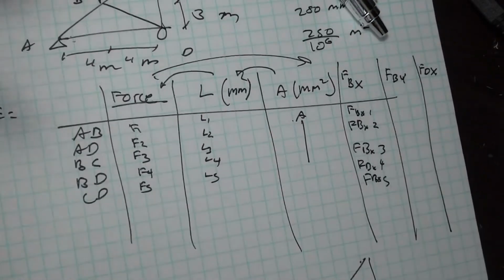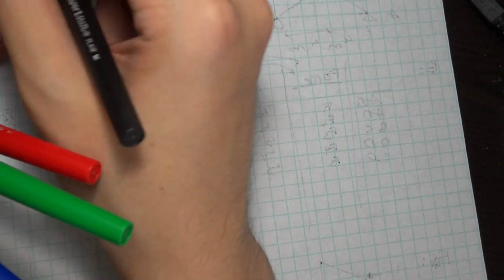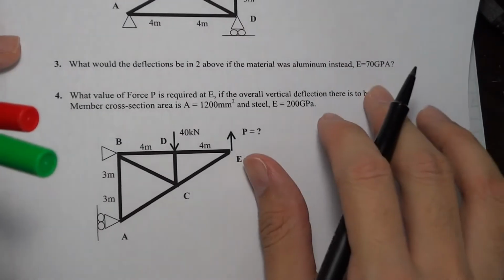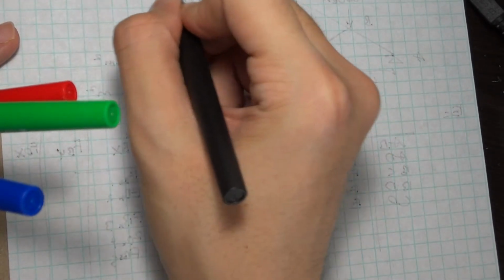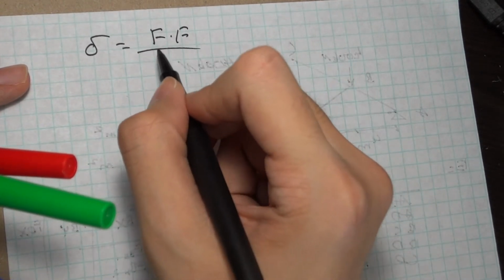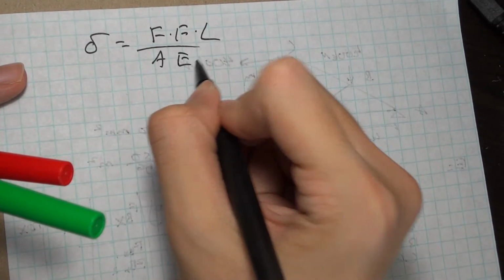Number 3 is very straightforward. As a matter of fact, it's so straightforward I'll use the back of this page. I never use the back of the page because you can see it's already bleeding through. Number 3 is asking what happens if you change E. You'll notice that your delta equation is the sum of F times F times L divided by AE.